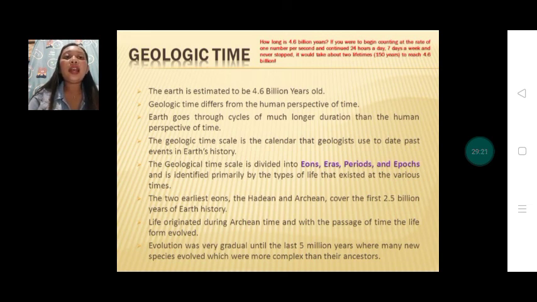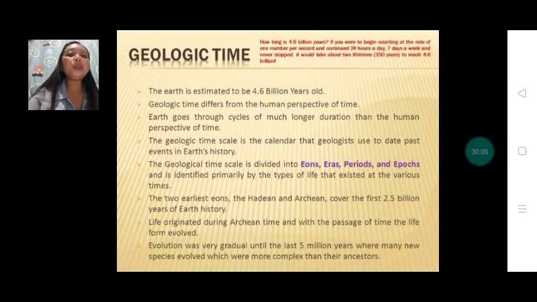And then the geologic time differs from the human perspective of time. Earth goes through cycles of much longer duration than the human perspective of time. Then the geologic time scale is the calendar that geologists use to date past events in Earth history. So, muna siya ang gigamit sa kanang geologists, ang kanang time scale calendar. Okay, the geologic time scale is divided into eons, eras, periods, and epochs. And it is identified primarily by the types of life that existed at various times.